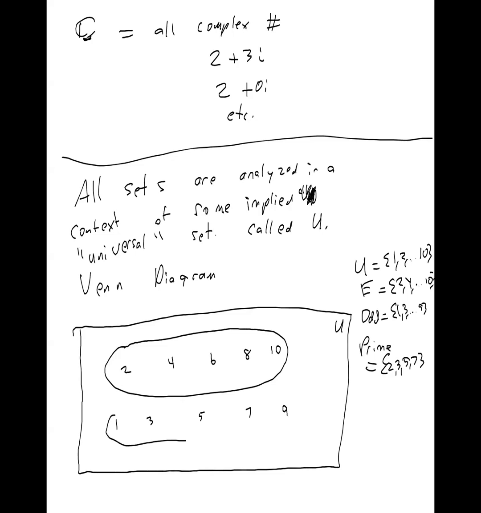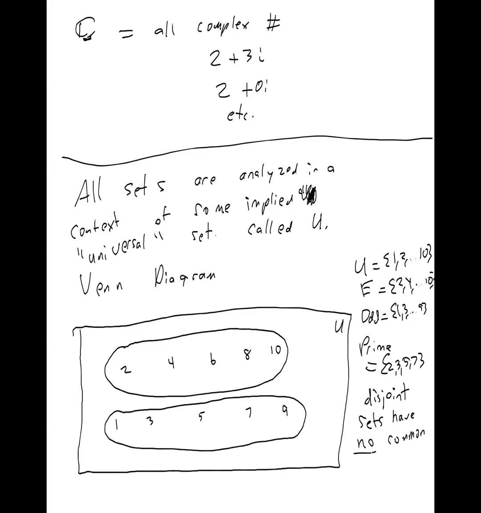Are those sets overlapping? Whoops, sorry, accidentally touched. No. They're not overlapping. That means if they're not overlapping, they're called disjoint. So disjoint sets have no common elements. So that's the opposite of being equal is being disjoint, basically.